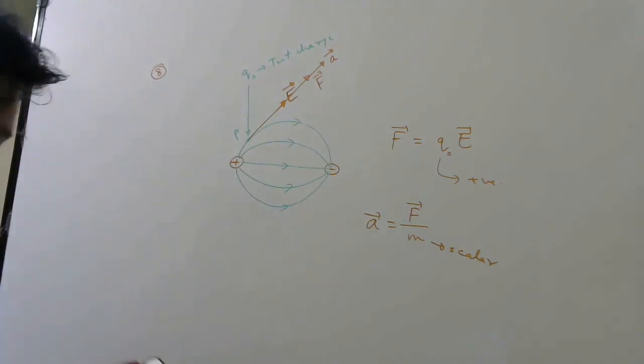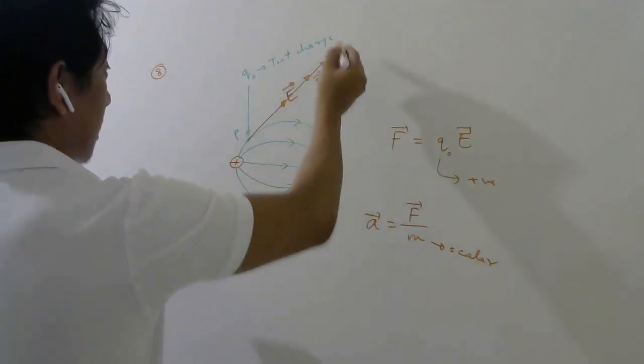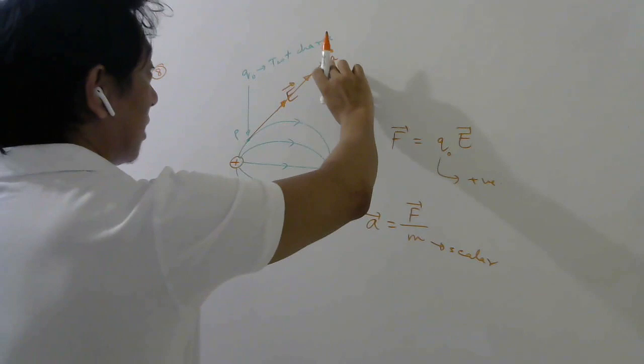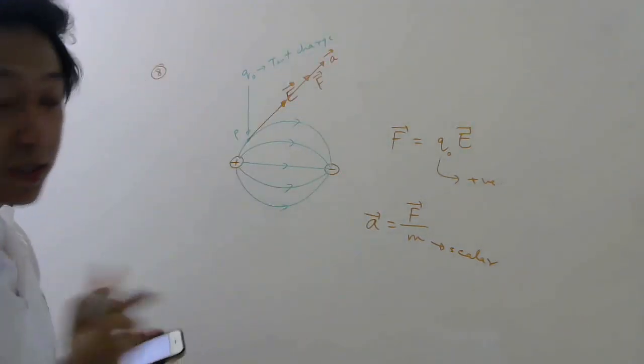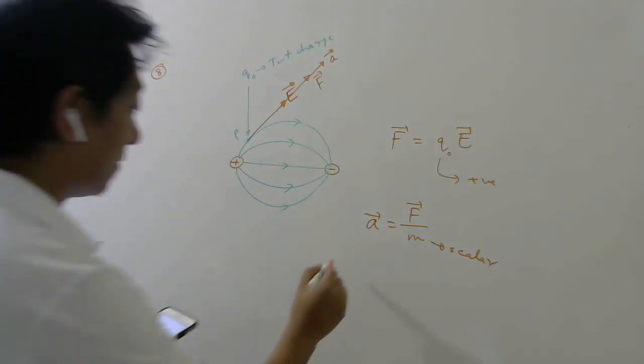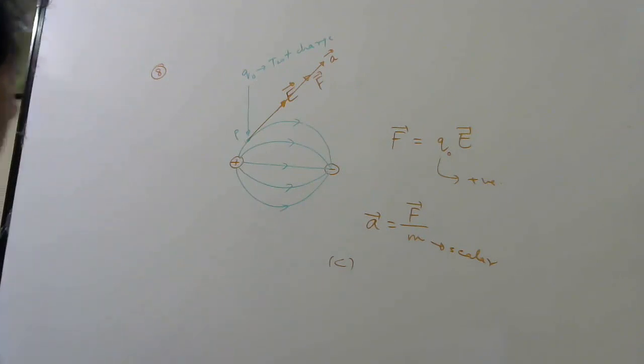So what is the answer? So this tangent gives you the direction of what, students? Acceleration. This tangent gives you the direction of acceleration for what kind of test charge if you keep here? Positive. So the right answer is option C. Imagine if you put negative test charge. Okay, so this is done.